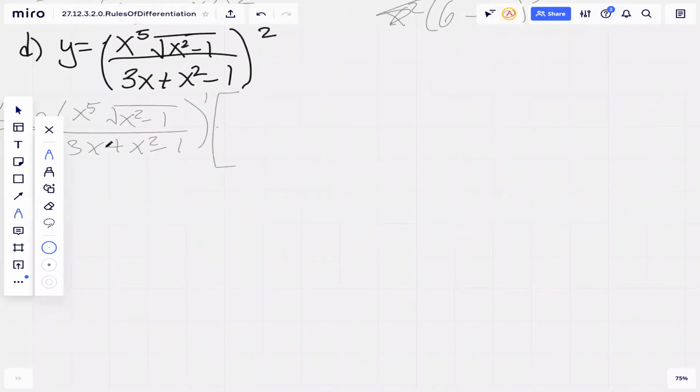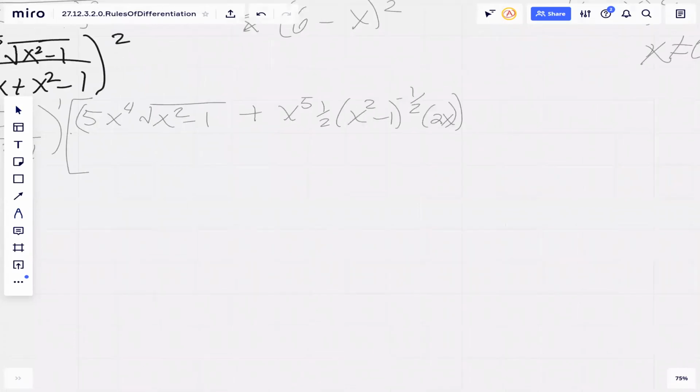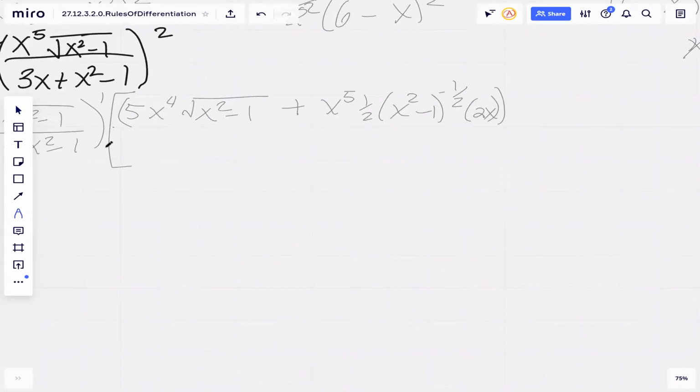Okay, so derivative of the numerator. So 5x to the power 4 times the square root of x squared minus 1, plus x to the power 5 times 1/2 times x squared minus 1 raised to the power negative 1/2 times 2x. So that's the derivative of the numerator. Okay, times our denominator. So I put round brackets around it, 3x plus x squared minus 2.